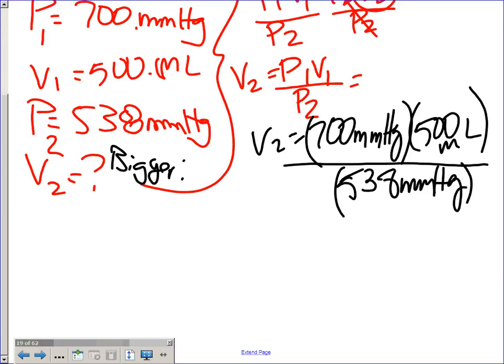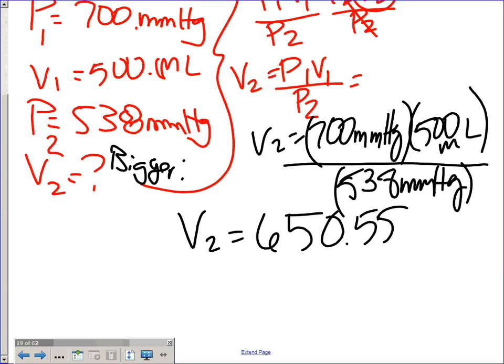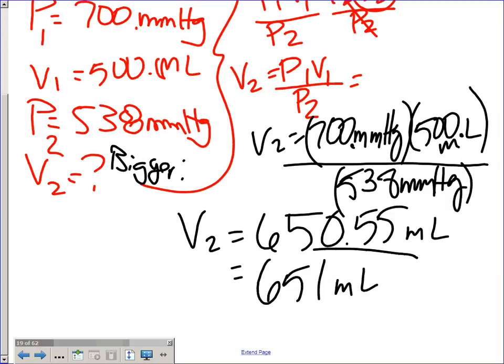Shout it out when you're there. I heard 650. That's what I'm hearing. And then we need to reflect and go, how many sig figs should this have? 3. These are decimals. That means there's 3 sig figs, 3 sig figs, 3 sig figs. This should be 651 milliliters. And did the volume increase from 500? Yep, it sure did.